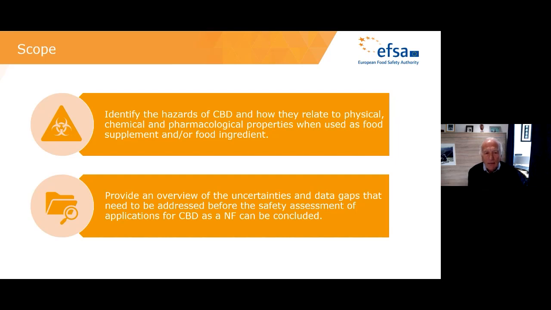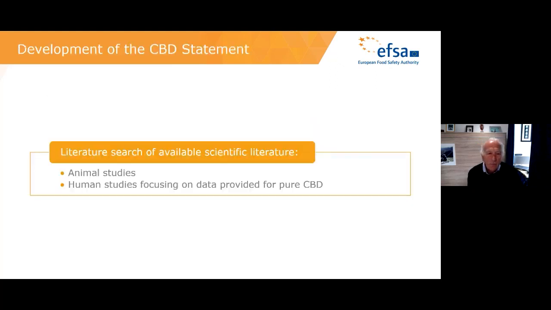The other part of the scope was to provide an overview of the uncertainties and the data gaps that need to be addressed before we can conclude on the safety of CBD as a novel food. Next slide, please. We adopted a fairly comprehensive approach to try and develop the statement.